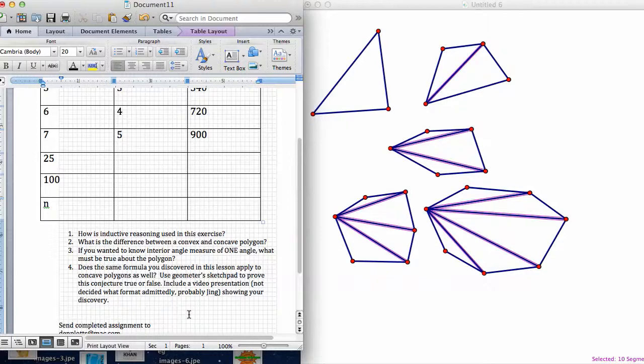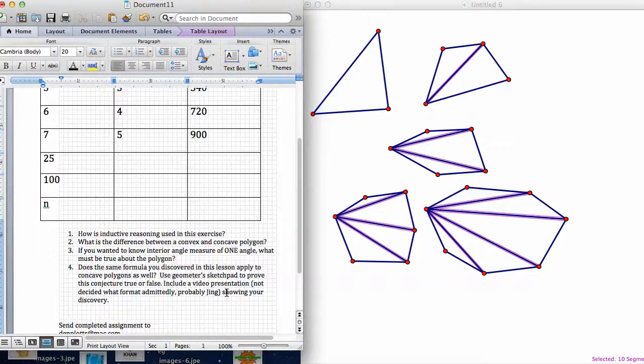How is inductive reasoning used in this exercise? What is the difference between a convex and concave polygon? Now remember, we studied those, so I want you to review that. If I had a 25-sided figure and I wanted to know the measure of one interior angle, what must be true about that polygon? That is, what would the characteristics of that polygon have to be?